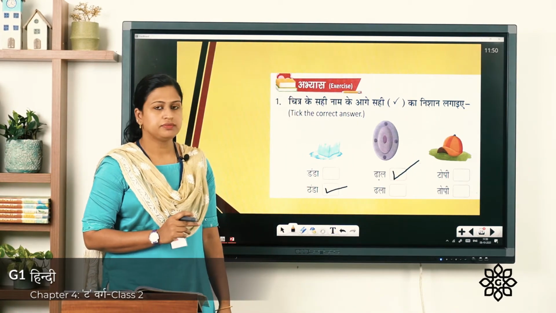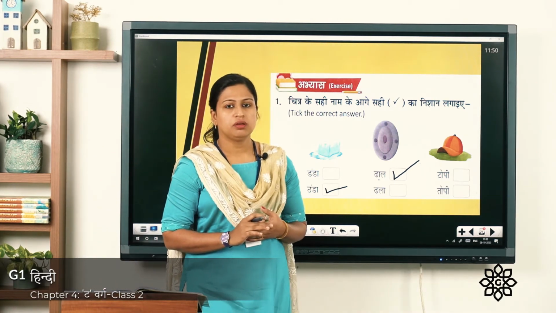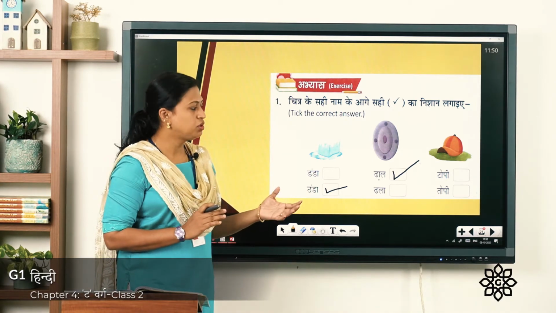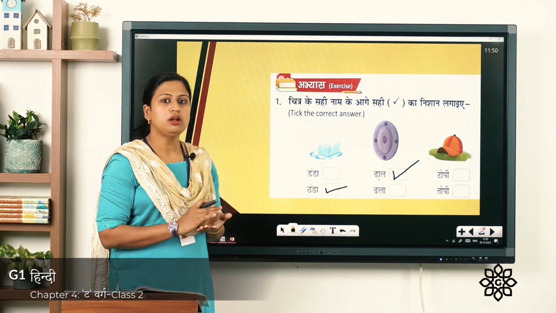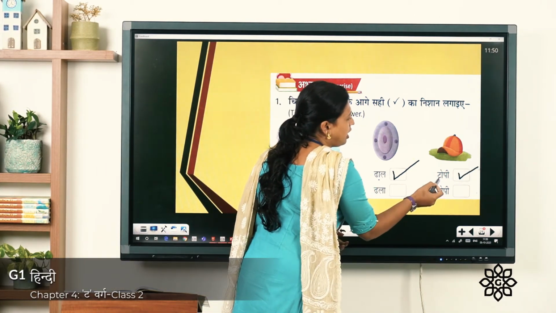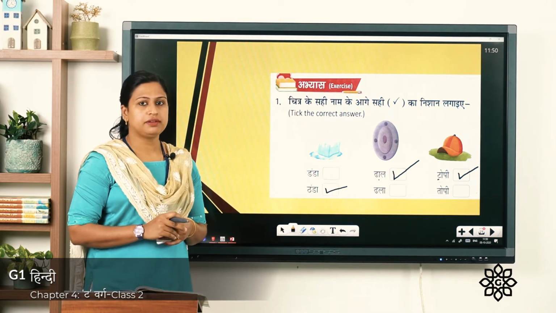Third picture is cap, topi, toe. When we add the o symbol, it is pronounced toe, ta plus o symbol, toe, topi. This one, ta. I hope you all have done it.